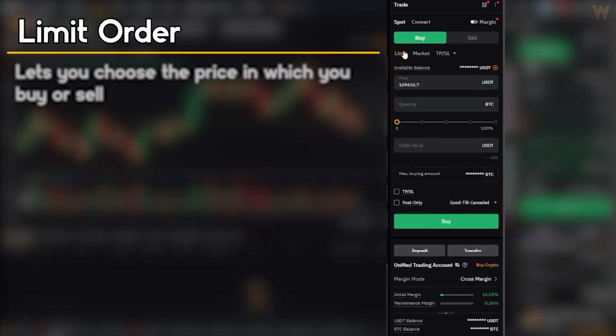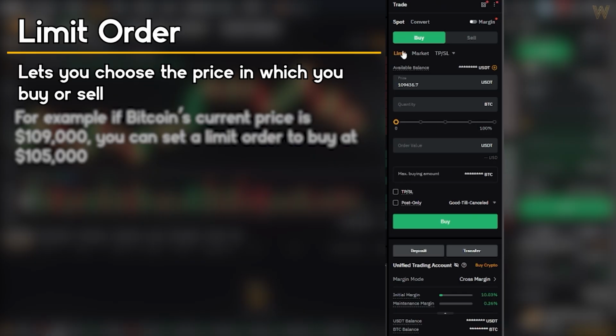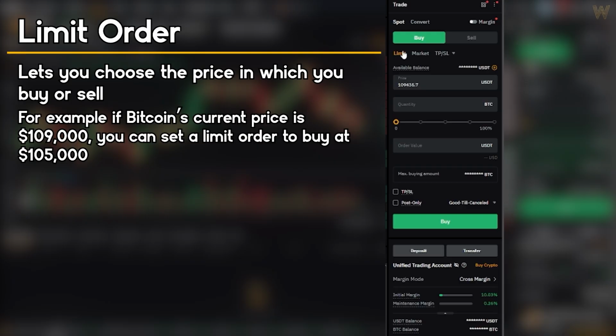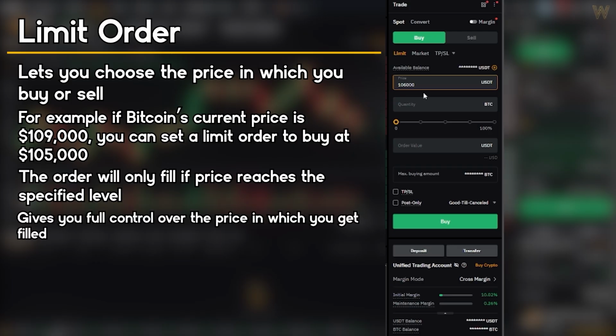The second order type is the limit order. A limit order lets you choose the price at which you want to buy or sell. For example, Bitcoin now is trading at 109,420. If you want to buy at 105,000, you can set a limit order at that price level. The order will only execute if the market reaches that price. Limit orders keep you in full control over the price at which you get filled, but keep in mind that the trade will not get filled if the market never reaches your chosen level.